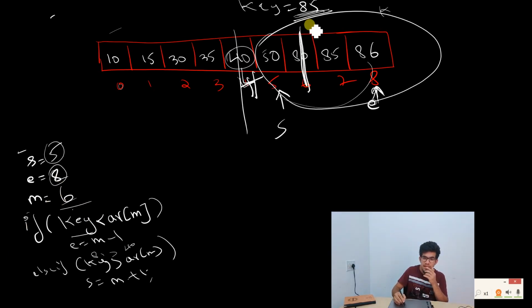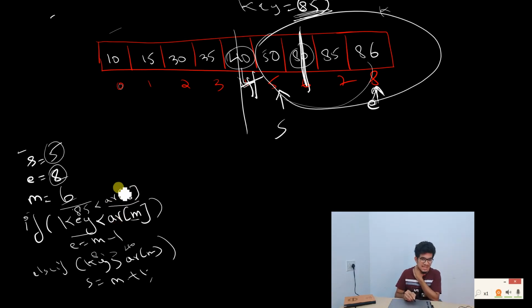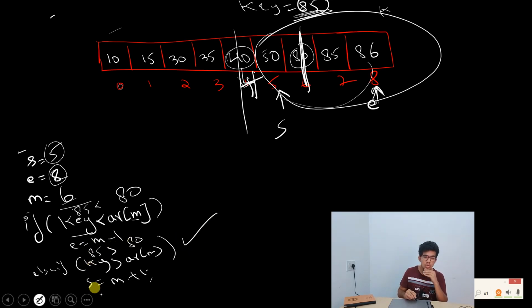So that will be split now. Is 85 less than 80 or greater than 80? Let's see. Key value is 85. Is 85 less than AR of M? What is the M value? M value is 6. What is AR of 6? AR of 6 is nothing but 80. Is 85 less than 80? No. Then it will check the else if condition. Key value is 85. Is it greater than 80? Yes. So this condition is again true, so your S value will update to M plus 1.